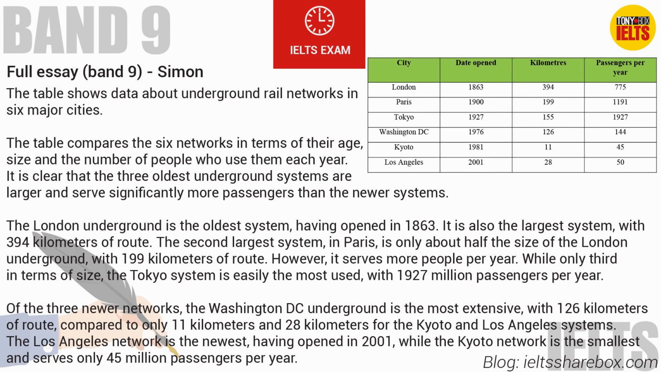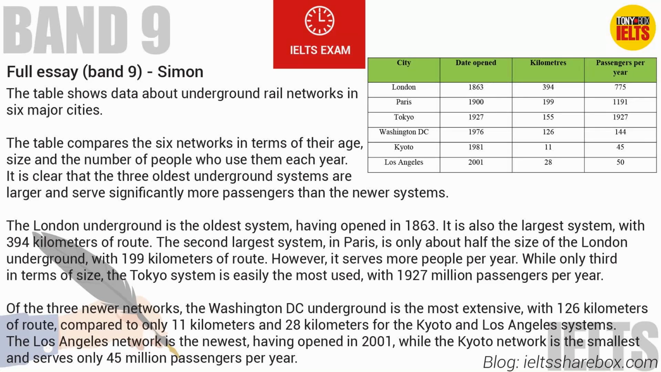Full essay, Band 9. The table shows data about underground rail networks in 6 major cities. The table compares the 6 networks in terms of their age, size, and the number of people who use them each year. It is clear that the 3 oldest underground systems are larger and serve significantly more passengers than the newer systems. The London Underground is the oldest system, having opened in 1863.